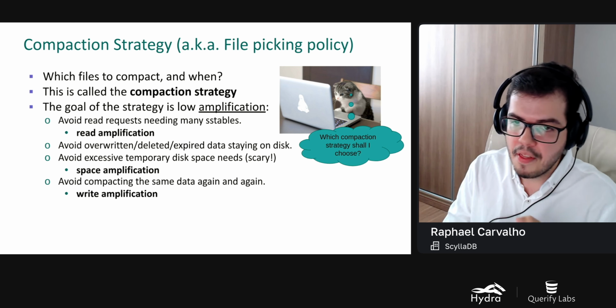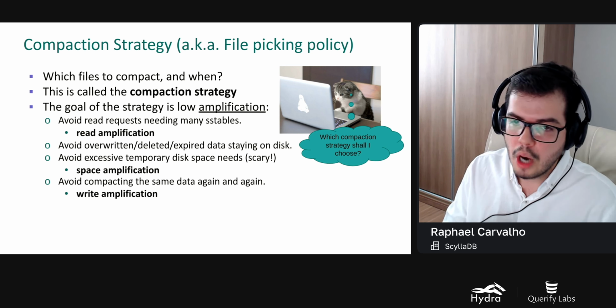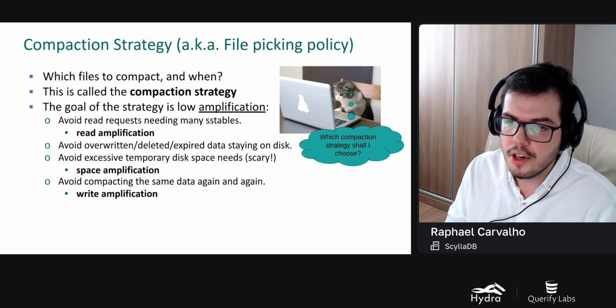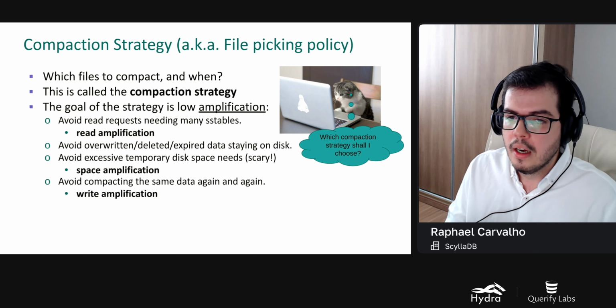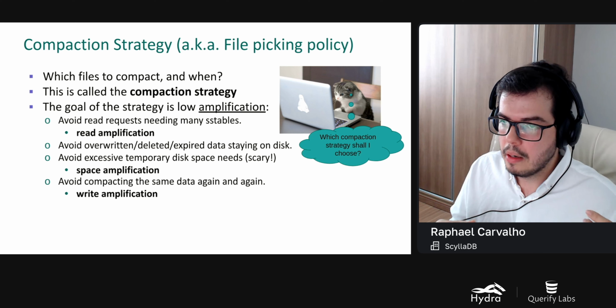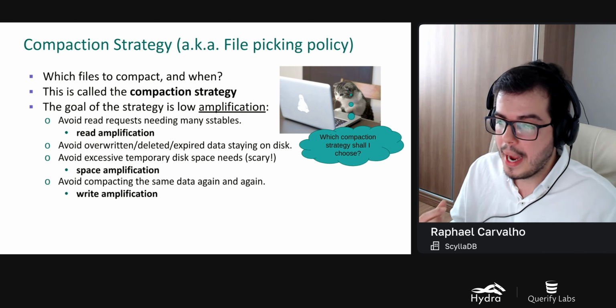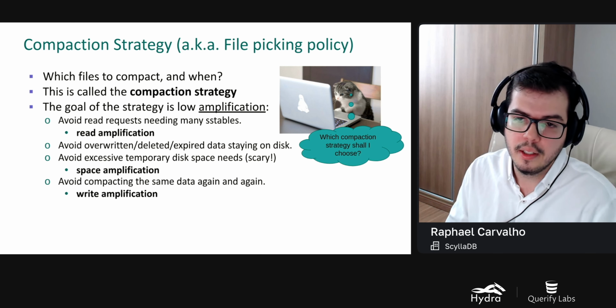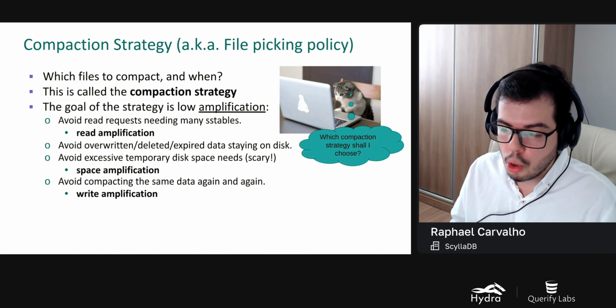So it could happen that a policy is going to have higher read amplification, higher space amplification, but lower write amplification, which is about how many bytes I need to compact for the compaction strategy to be satisfied, which means there is nothing to compact.